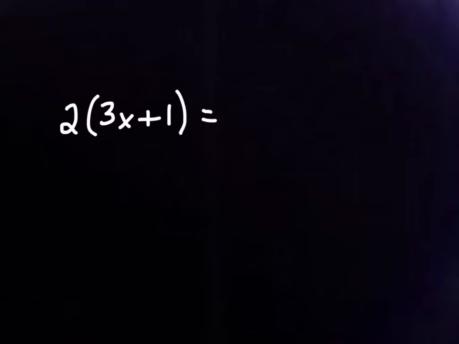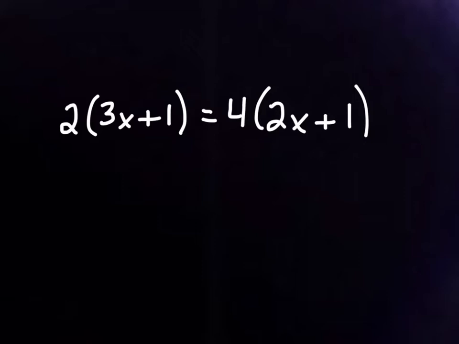Let's go right into this one here. Okay. So question 1 is 2 times (3x plus 1) equals 4 times (2x plus 1). So this goes back to working with the distributive property.